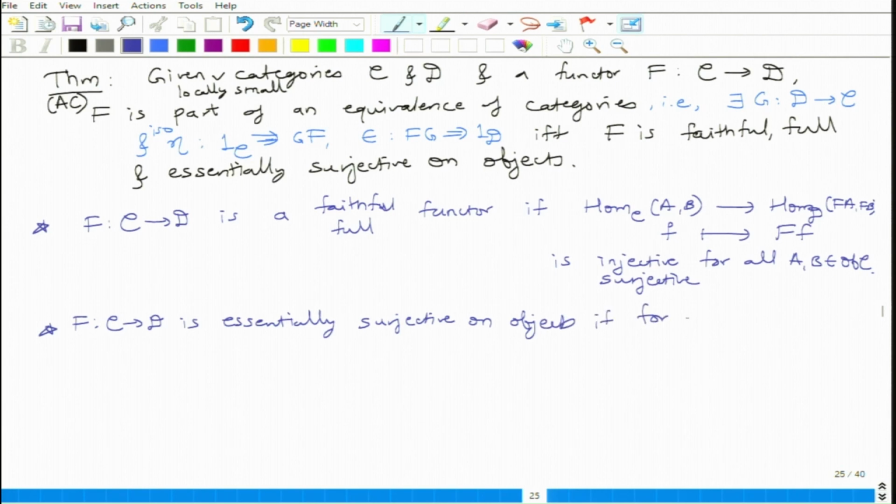If for each D in objects of D, there is some C in objects of C such that FC is isomorphic to D. Get it? FC is isomorphic to D. Every object of D is isomorphic to something in the image.